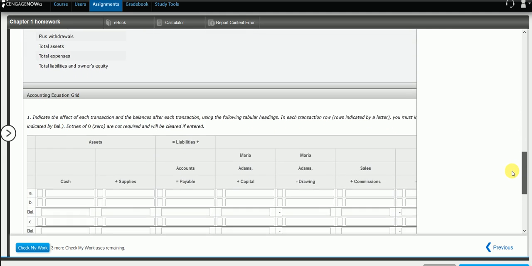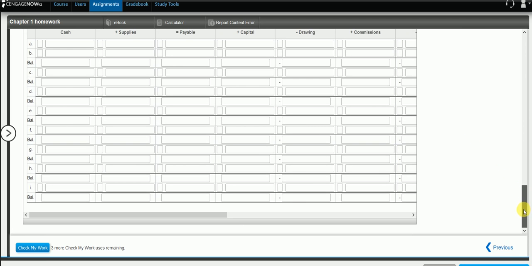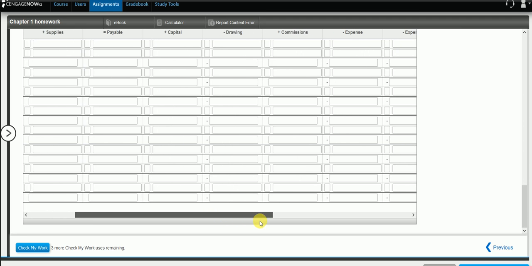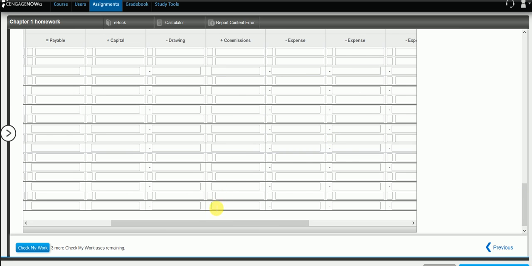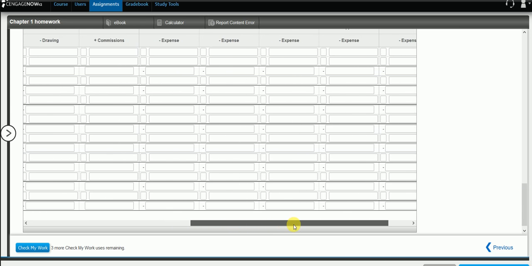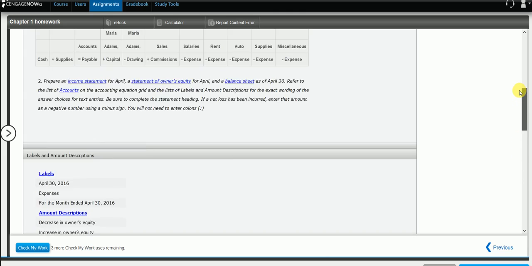Alright, so I'm going to come down here to the equation grid. Now the problem with this thing is you can't see the entire chart unless you scroll all the way to the bottom, and then you have to come over here and scroll over to see the rest of the chart. So you have to kind of scroll back and forth here, and I know it's hard to see. I don't know why it's set up like this, but alright, so the first transaction, so she deposited 24,000 cash, I believe. So let's go ahead and double check that and make sure.